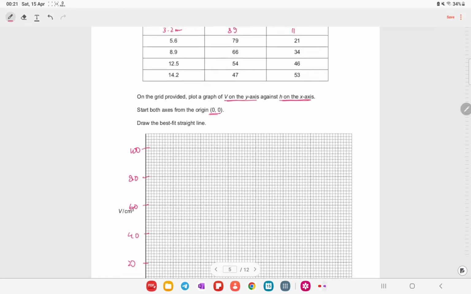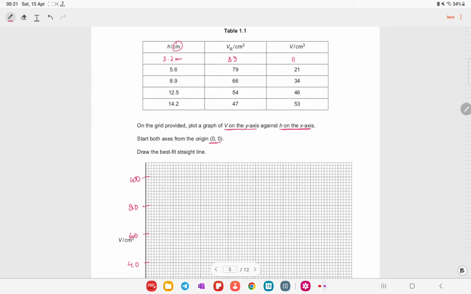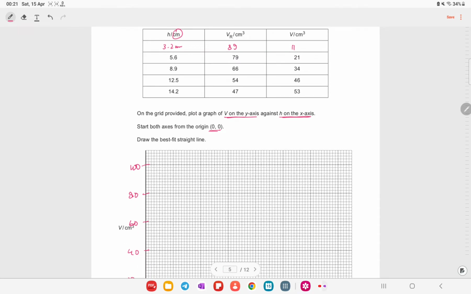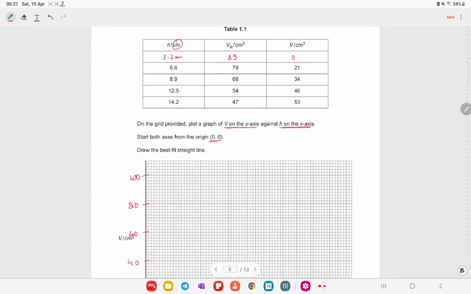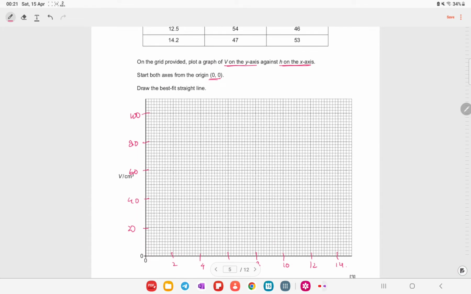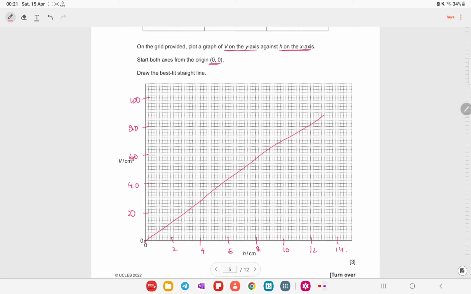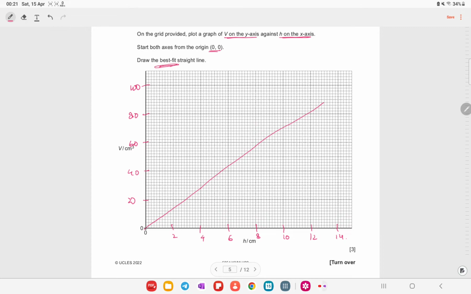This is on the y-axis, and the height will be on the x-axis. Okay, so for this I will do 2, 4, 6, 8, 10, 12, and this is going to be 14. So now if you draw these graphs starting from 0, 0, the graph would be somewhere like this. Plot those values, and then you will get this graph over here. So you have to draw the best fit line.